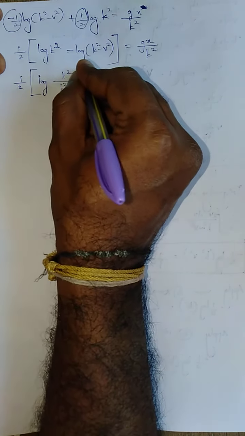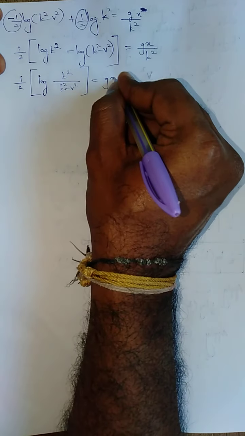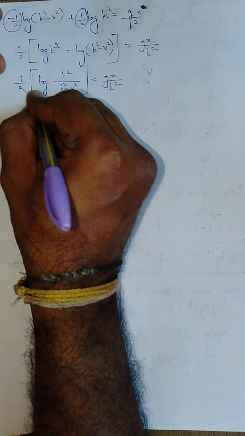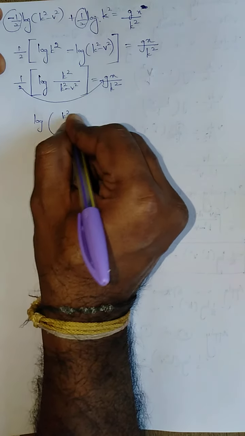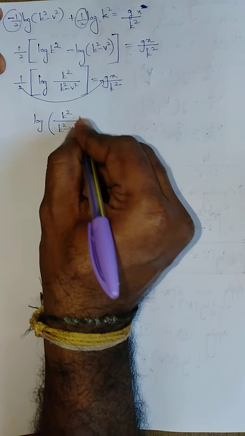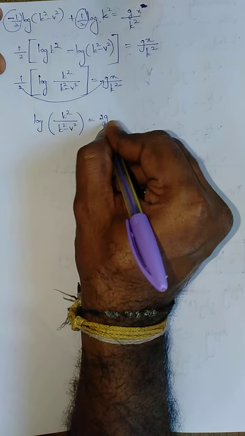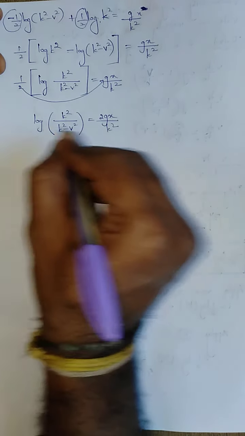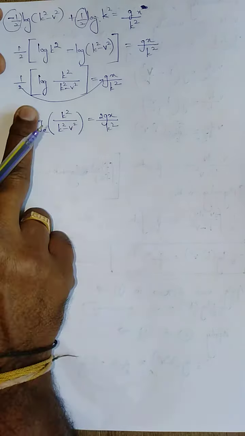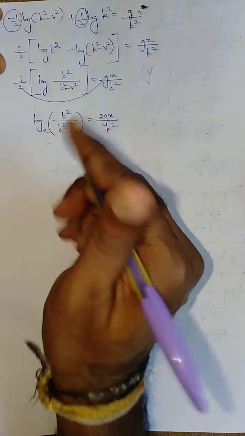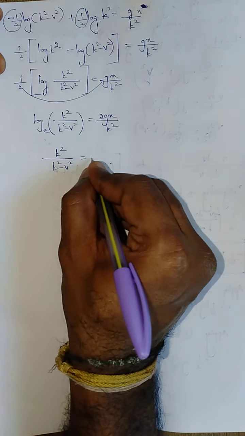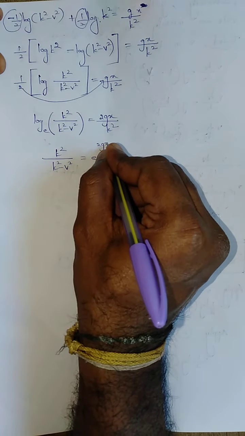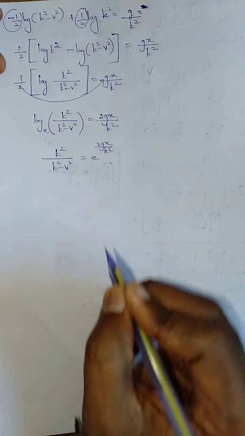So log of k square divided by k square minus v square is equal to gx by k square. The 2 will be multiplied here. So log, open the bracket, k square divided by k square minus v square is equal to 2gx divided by k square. I told you already that e is present. I am going to remove the log. If e moves to this side, what can I write? K square divided by k square minus v square is equal to e power 2gx divided by k square.